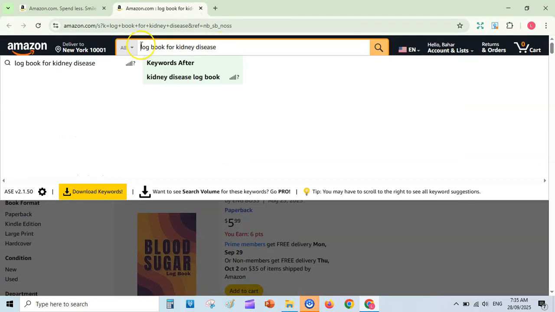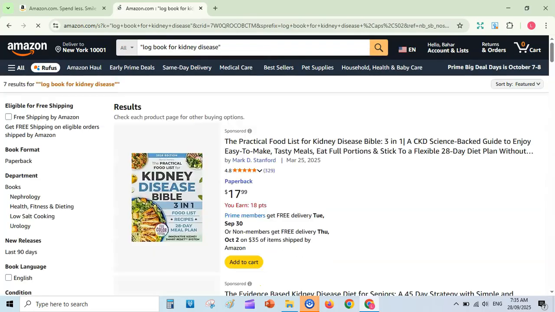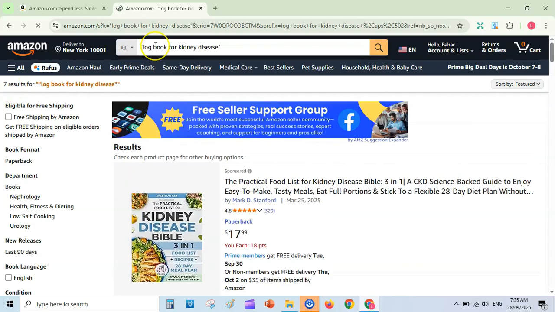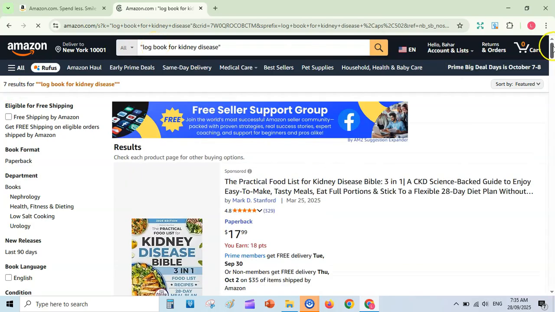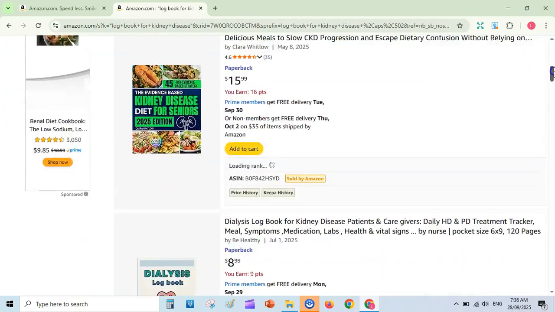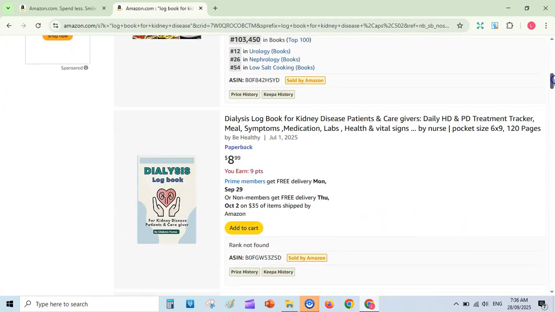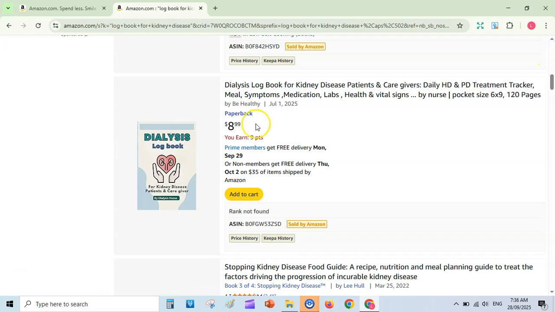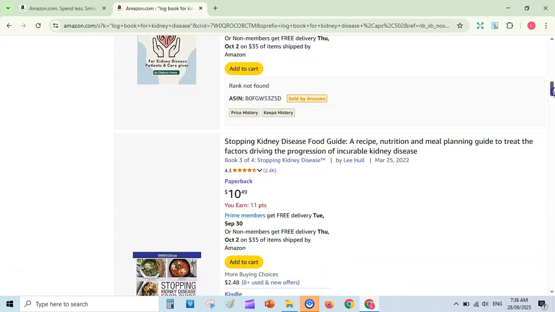Logbook for kidney disease. This is a very low number of search results here. Let's put inside the inverted commas. Only 7 results for this exact match keyword. And there is a sponsored listing here. They are actually selling. There's another sponsored listing. Dialysis logbook. It is not selling. Recently published a month or two before.